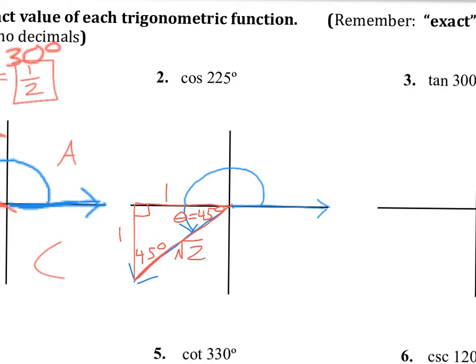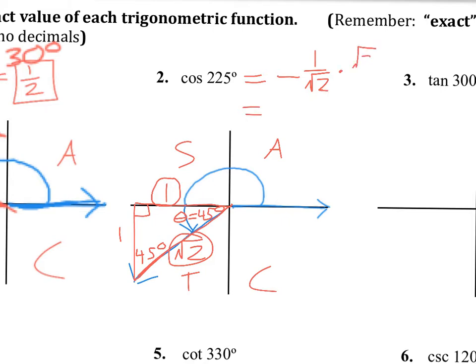Alright, so we're doing cosine. ASTC. We know that tangent is positive in the third quadrant, so cosine is going to be negative. So whatever we get, it should be negative. Alright, cosine is adjacent over hypotenuse, so it's going to be negative 1 over rad 2. Multiply the top and the bottom by radical 2. And we get the answer is negative rad 2 over 2.